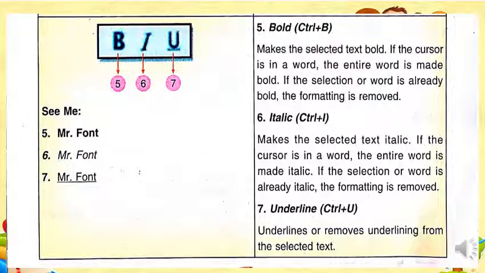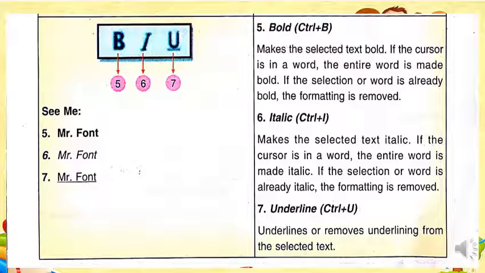Okay, and the fifth one is Bold. We also use a shortcut key for bold. That is, the shortcut key is Ctrl plus B. Makes the selected text bold. If the cursor is in the word, the entire word is made bold. If the selection or word is already bold, the formatting is removed.